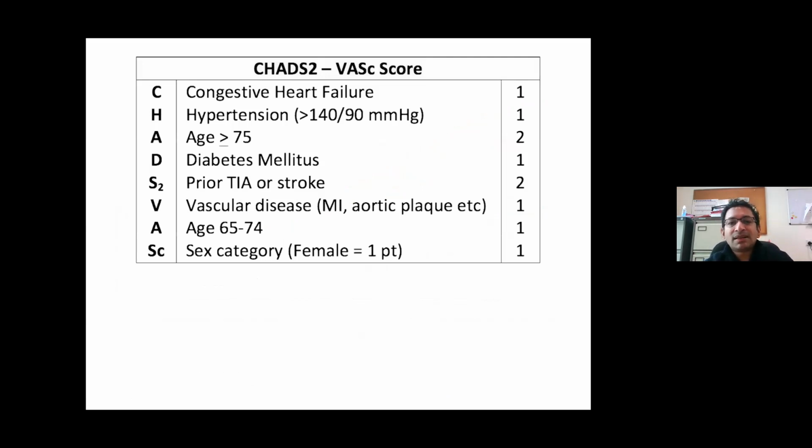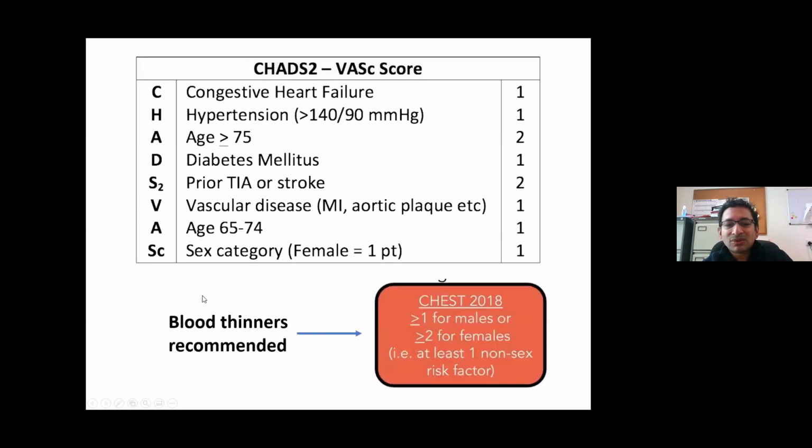We look at this thing called CHA2DS2-VASc. Why I put it here is because if you look here, it talks about hypertension, so blood pressure, diabetes, and age. So these are very common things which require attention. And what is recommended by the experts is that if your number is 1 or more for men and 2 or more for women, you should have blood thinners.